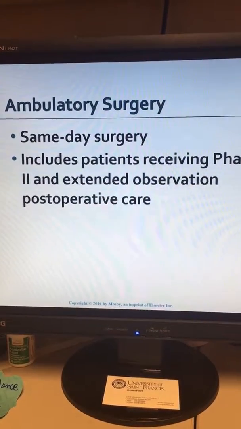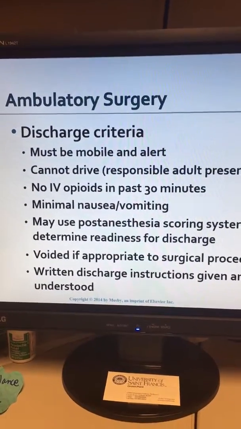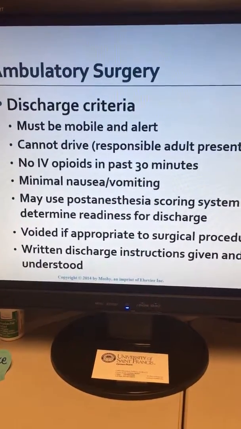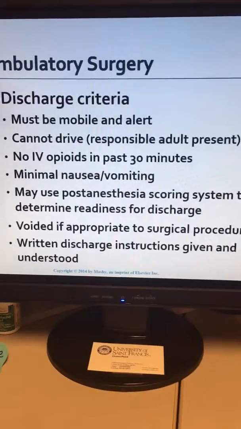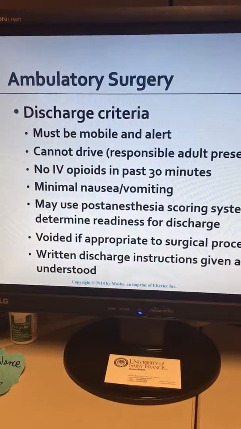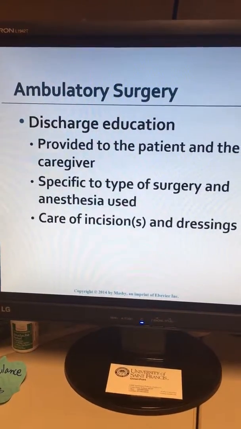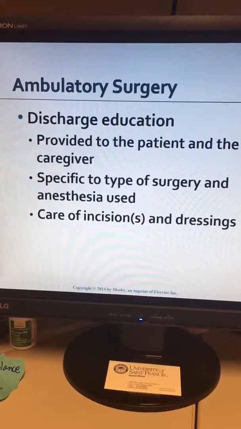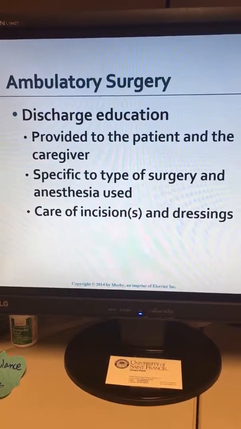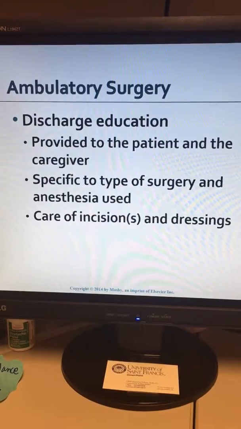How do these patients go home if they're in an ambulatory surgery center? They must be alert and oriented. Again, they can't drive. They don't take any IV pain medication for 30 minutes. And then they get written discharge instructions. Again, great instructions. The better you teach these patients about their medications and discharge instructions, the happier they are and the fewer complications they have.